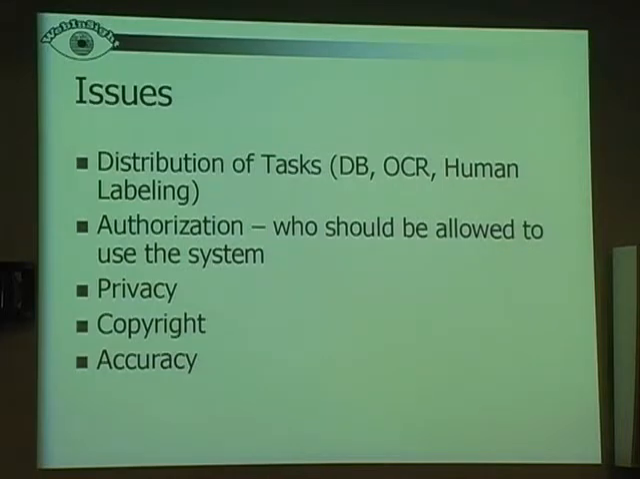Here are some basic issues: the distribution of tasks. There's this database. Who takes care of that? There's the OCR. How is that done? Is that done in a separate site? The human labeling, where is that done? So that's the distribution of all these labeling services. Then authorization: who should be allowed to even use this system? You can imagine, for example, that somebody's developed a very large database of labels for images. You don't want to make that accessible to the world. You want to have some limited access to it, because others could copy that and use it to improve search, which might not be a good idea. Then there are privacy concerns, copyright concerns, and accuracy. Are the labels being provided actually accurate?